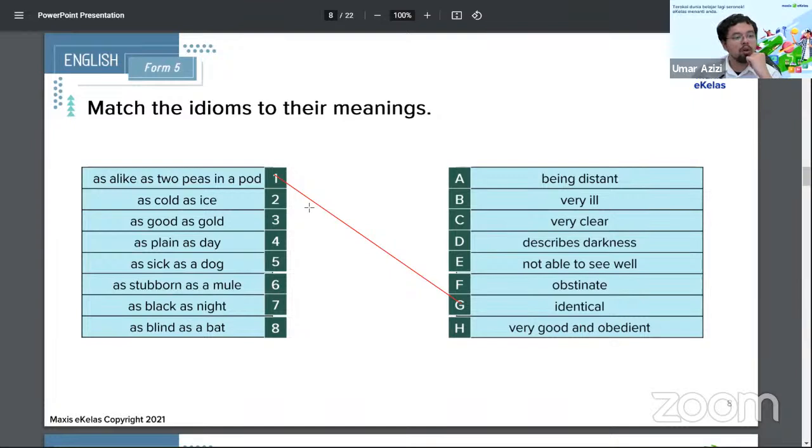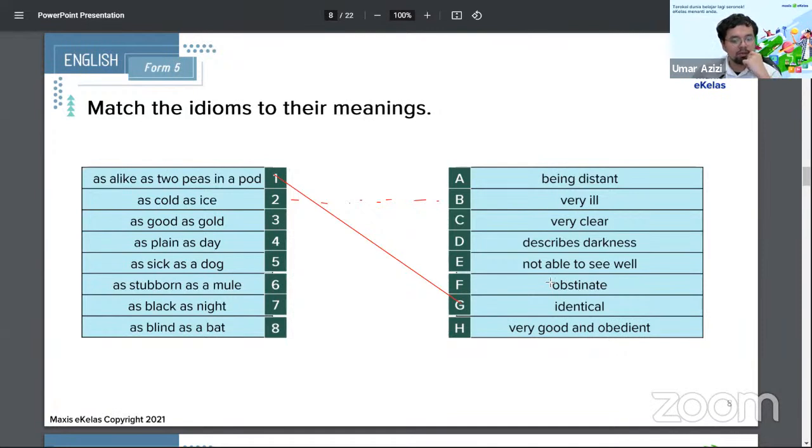Number 2, as cold as ice. As cold as ice. A, B, C, D, E, F, or H? Number 2B, as cold as ice, says one of the students. So I'll put that as a dash first in case. Any other answer we have?